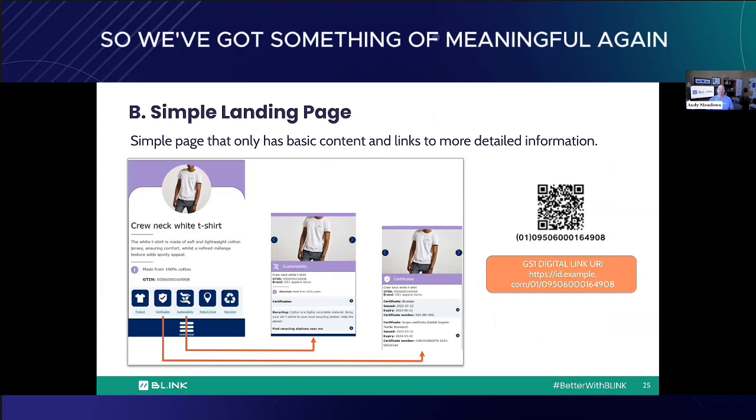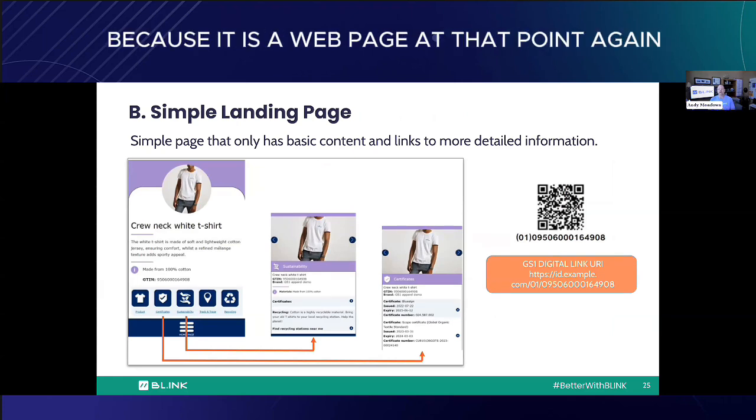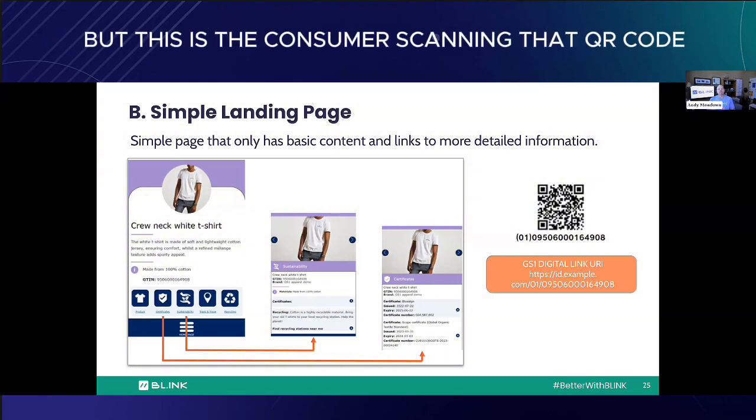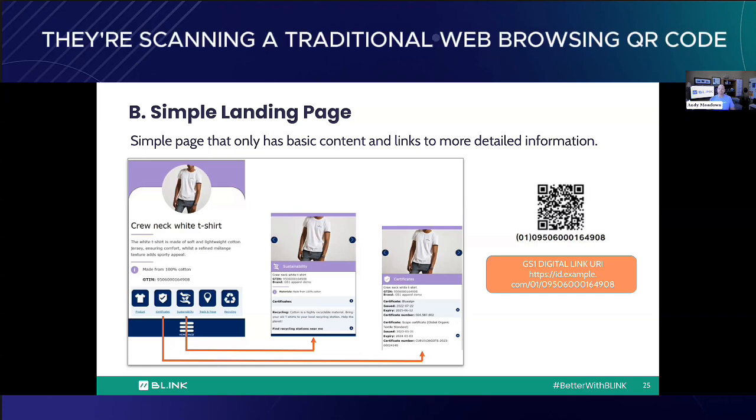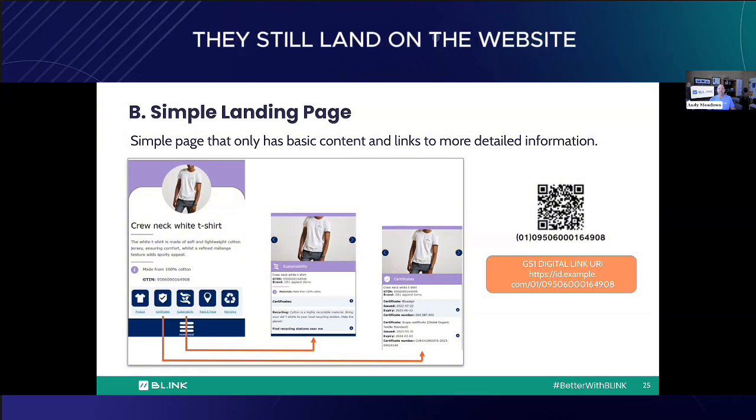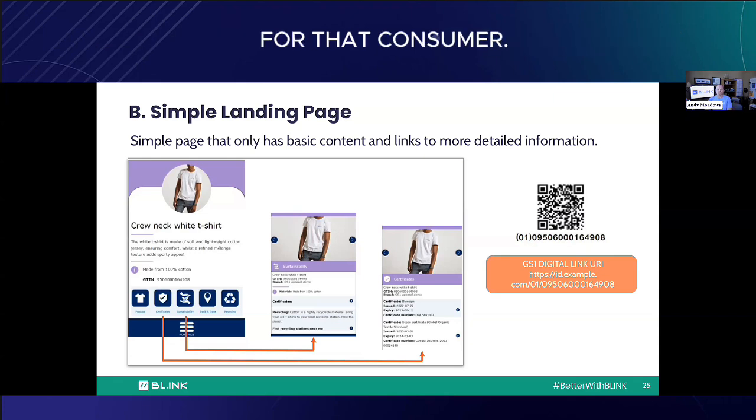So they've got something meaningful that, again, can evolve over time because it is a web page at that point. Again, the point of sale, they have their experience for the checkout process, but this is the consumer scanning that QR code, just like they might do today. They're scanning a traditional web browsing QR code. In this case, the experience is the same for the consumer. They still land on the website, but you're able to control the information that they have and feed them what they need in that journey for that consumer.